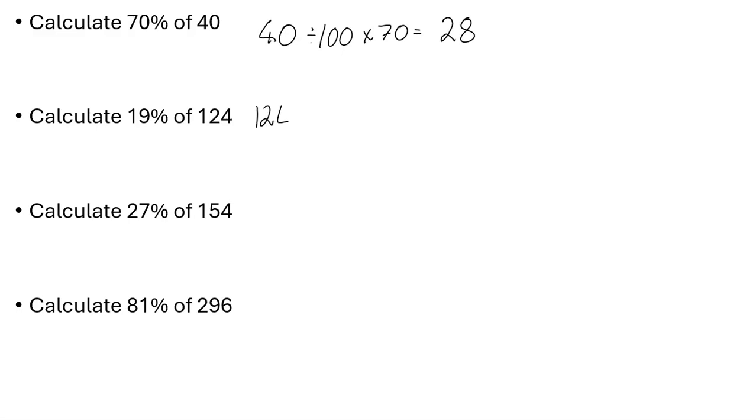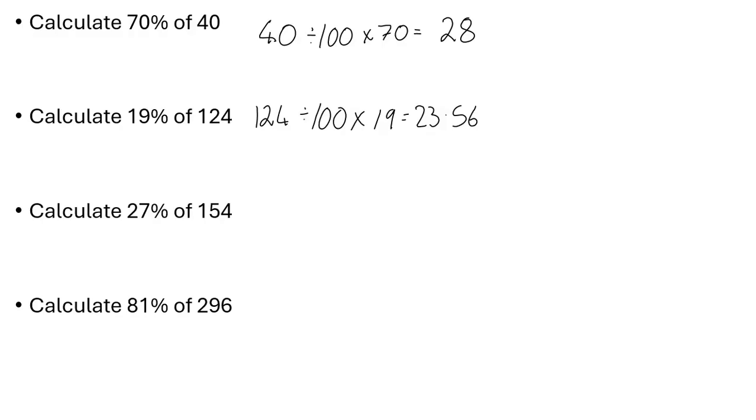So I'm going to take 124 and divide it by 100 to make the split, and then I'm going to multiply by 19 to take as many as I want. Doing that gives me 23.56. So 19% of 124 is 23.56.